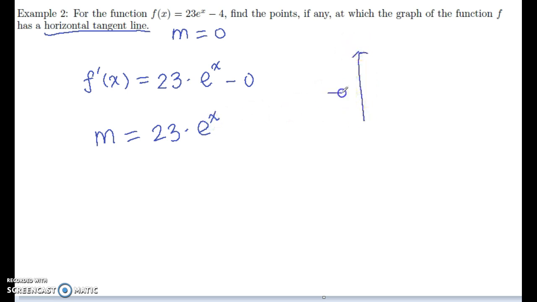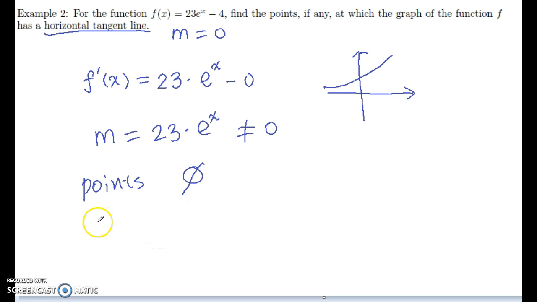Now, if you draw the graph of e to the x, it's never 0, okay? It will never equal 0. So the points that have a horizontal tangent line is empty. There's no such point. The equation of the horizontal tangent line is also empty.